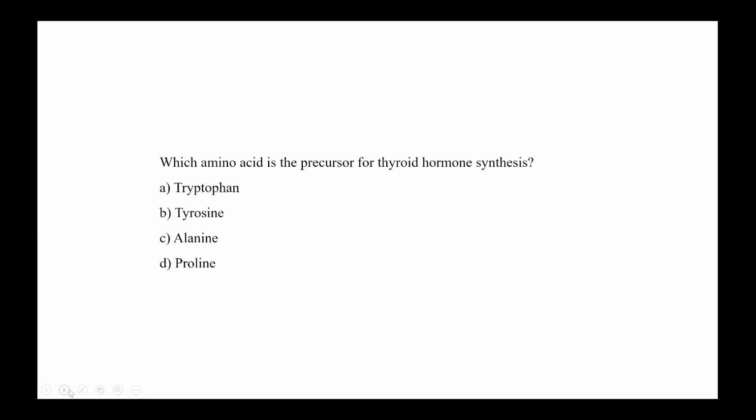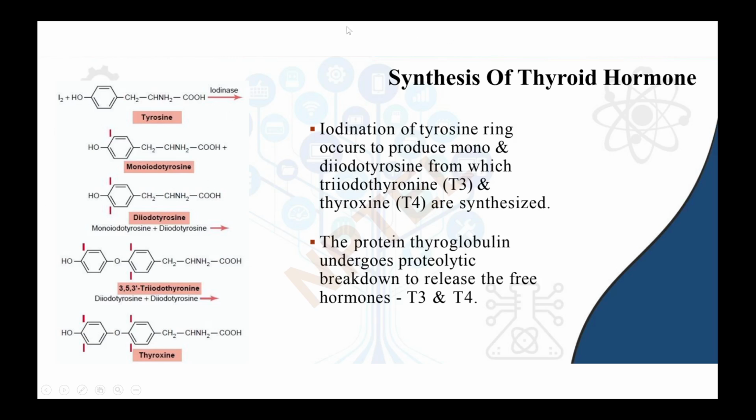You're saying option B, that is tyrosine. That is the correct answer. So this is the thyroid synthesis. Tyrosine is basically iodinated to form the thyroid hormone. So iodination of the tyrosine ring occurs to produce mono and diiodotyrosine, from which triiodothyronine and thyroxine, that is tetraiodothyronine, are synthesized.